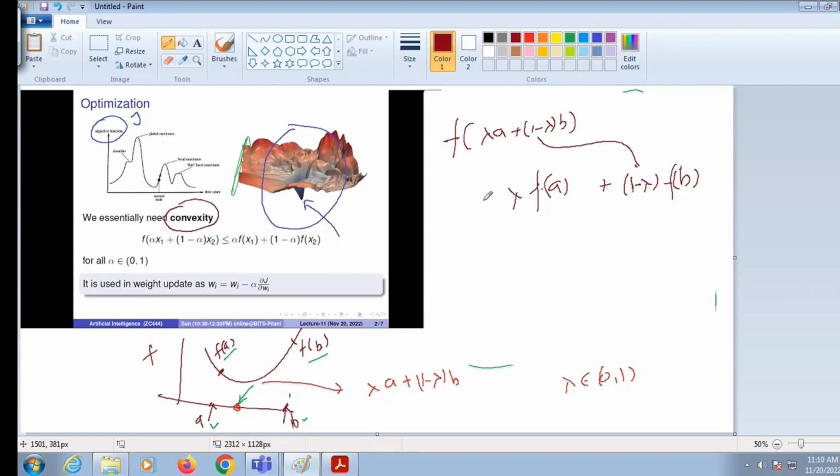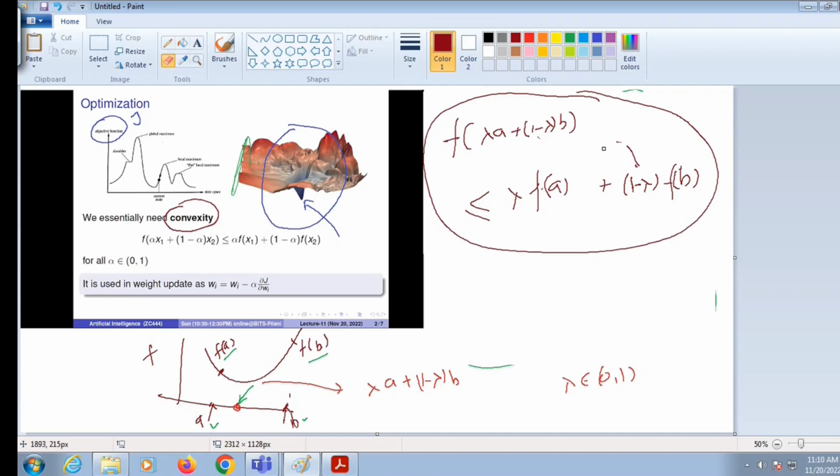If I make this particular formula, the value of f at the point is going to be less than or equal to this particular quantity. I'm not telling you that it is always so. I'm telling you that if this condition is satisfied, because you know the goodness of this point, then I say that f is a convex function.